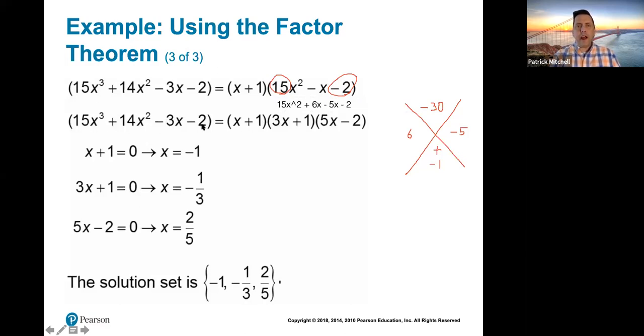All right, so this thing has 3 factors. Remember, we're trying to figure out when does this polynomial equal 0. All right, well, it equals 0 when at least one of these factors is equal to 0. If x plus 1 is 0, that means x is negative 1. If 3x plus 1 is 0, that means x is negative 1/3. And if 5x minus 2 is 0, that means x is 2/5. So the solution set of this equation is negative 1, negative 1/3, and 2/5.